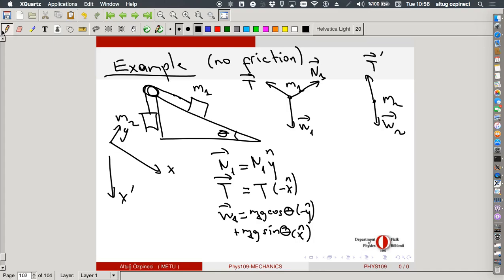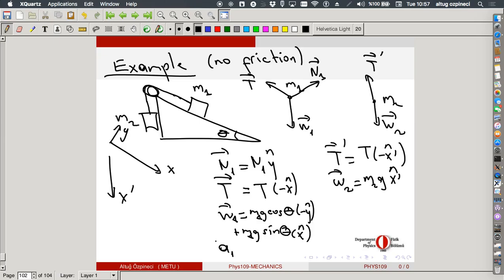Now let's look at the free body diagram of the second mass. Okay, we have omega 2. Let's say T prime. T prime is minus x prime hat. Omega 2, the weight of the second mass. Its magnitude is m2 g. It is pointing in the x prime hat direction.